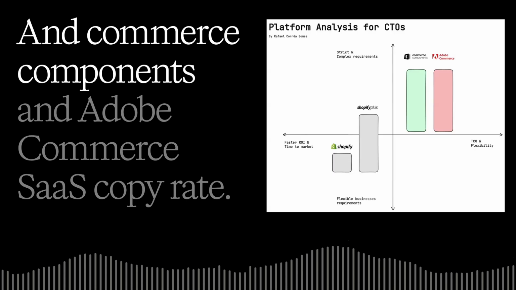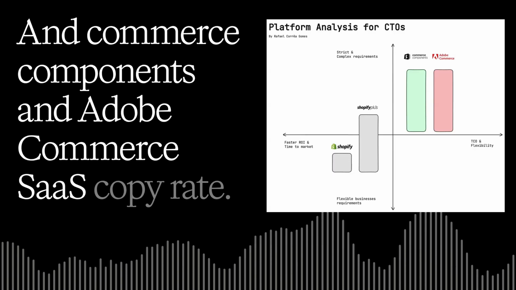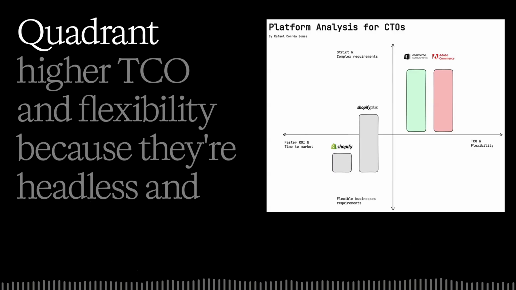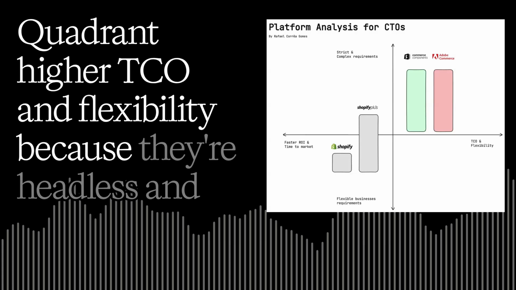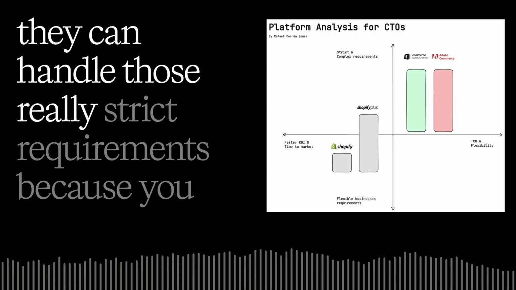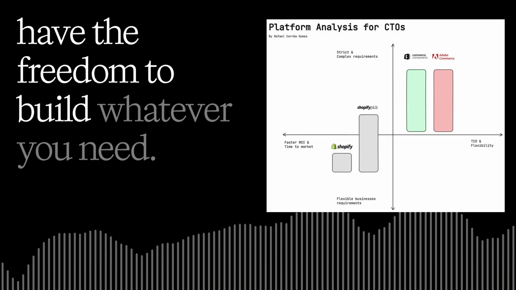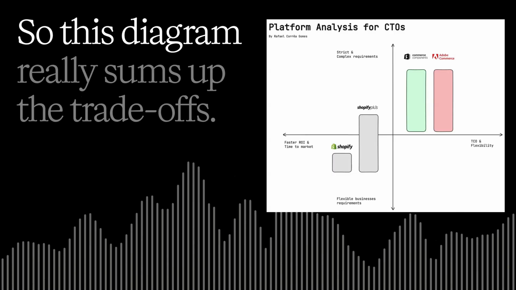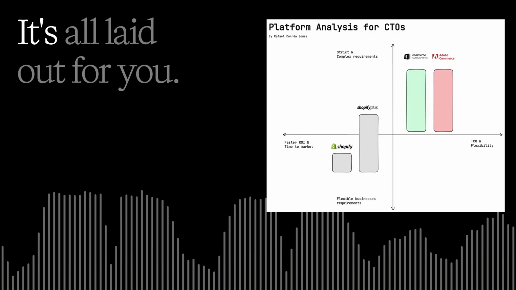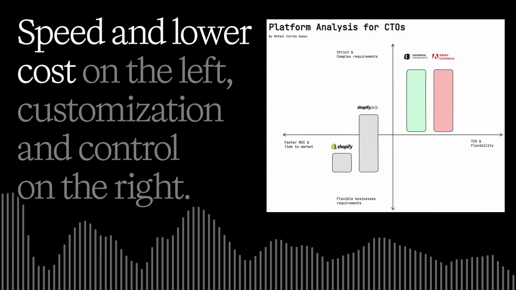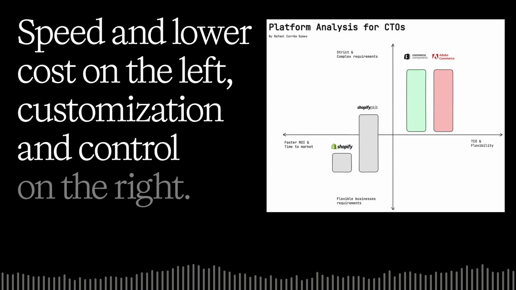Exactly. Okay, and Commerce Components and Adobe Commerce SaaS, top right quadrant. Yeah, higher TCO and flexibility. Because they're headless, and they can handle those really strict requirements, because you have the freedom to build whatever you need. So this diagram really sums up the trade-offs. It's all laid out for you. Speed and lower cost on the left, customization and control on the right.